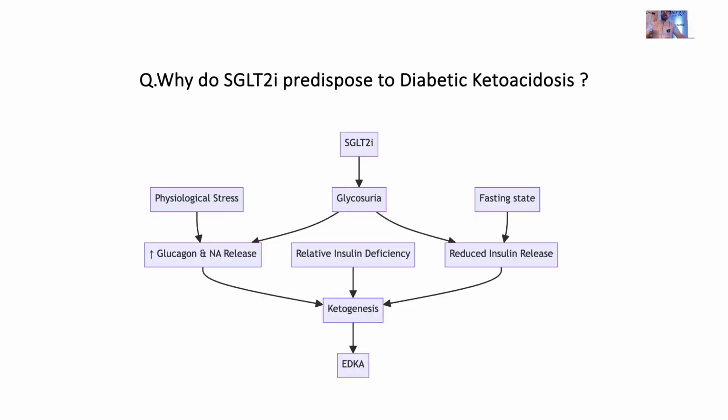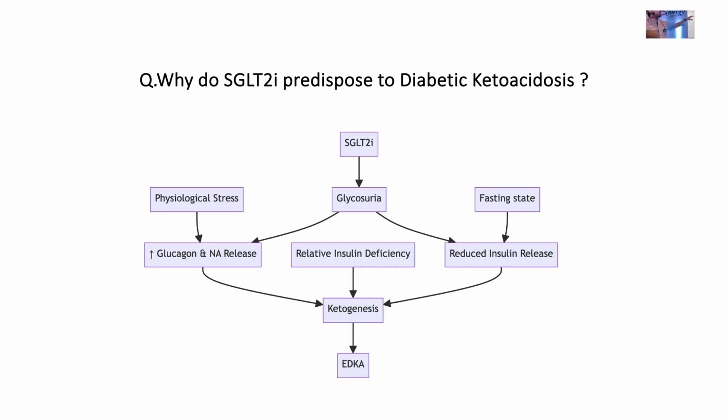So why do SGLT2 inhibitors predispose to diabetic ketoacidosis? In fact, one of the earliest complications recognized with SGLT2 inhibitors was diabetic ketoacidosis. And why does this happen? SGLT2 inhibitors definitely lead to glycosuria, we know that. Along with that, remember, you are dealing with a situation where there is physiological stress and the patient is in a fasting state perioperatively.